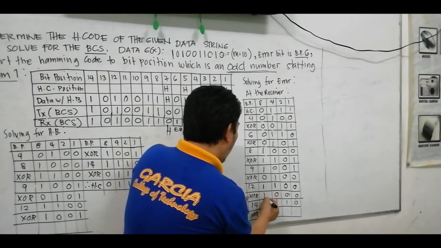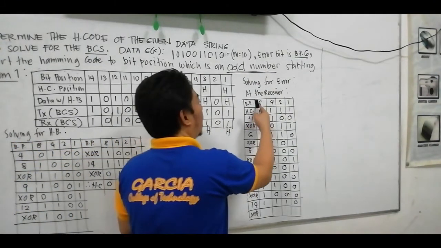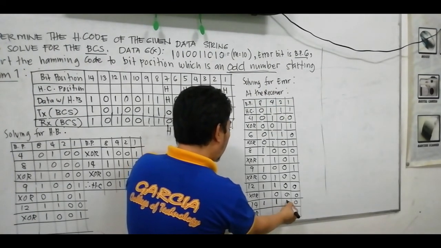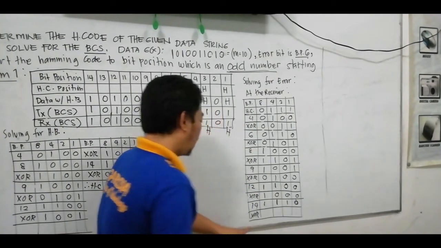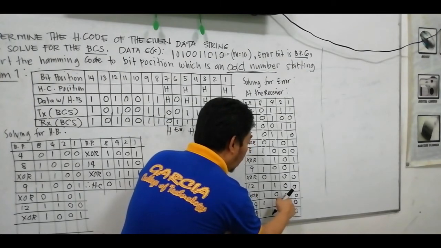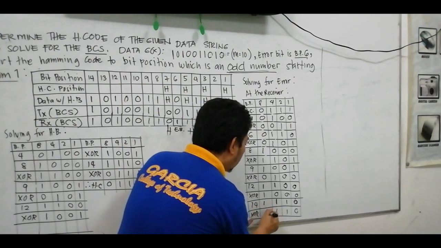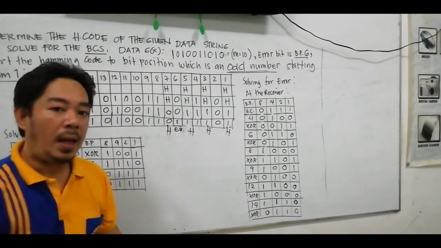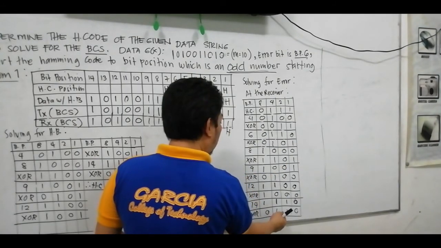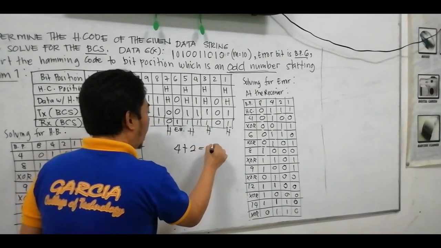1 is 1, okay? Next, we have 14, 14 is 8 plus 2 plus 4, so 1, 1, and 1, and this is 0. And the next, XOR again, 0, 0, 1 is 1, 0, 1 is 1, and 1, 1 is 0. So therefore, we have a remainder. And the remainder is, we have 4, bit position 4 and bit position 2. So 4 plus 2, and that will be 6.